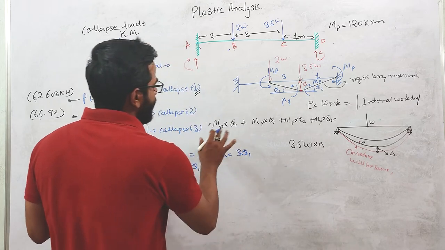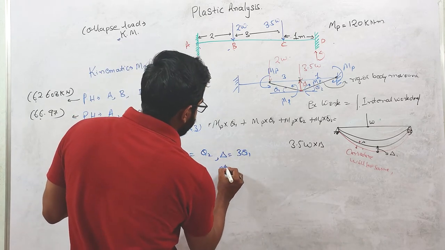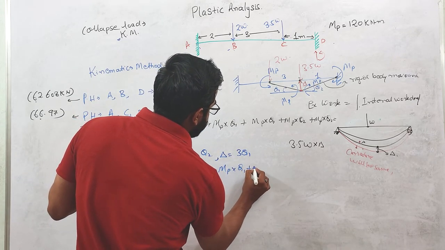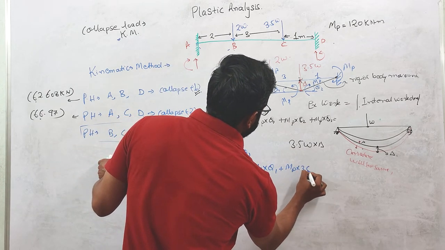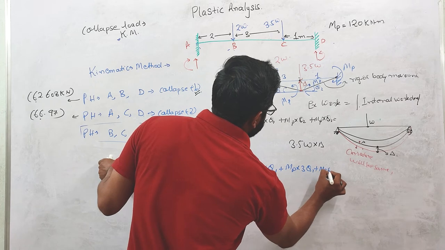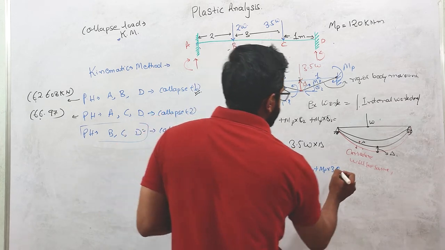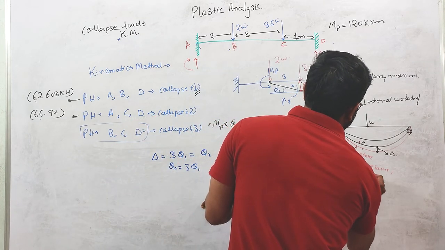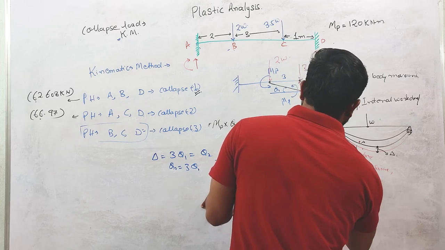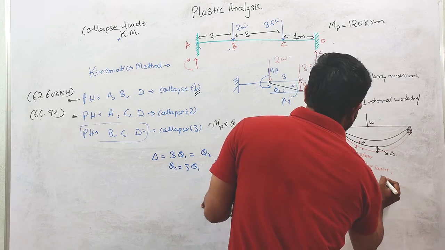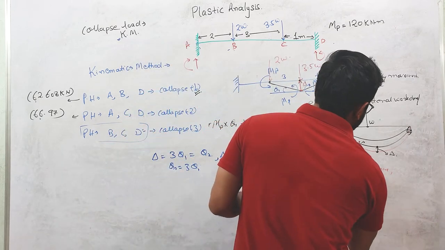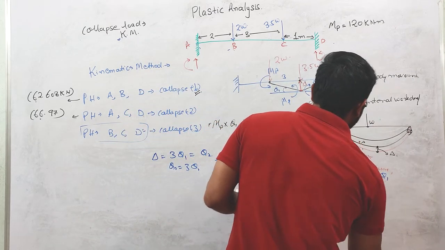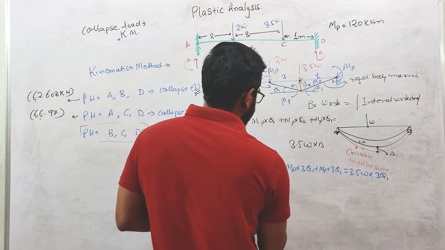Putting this value into this equation will give us MP into theta 1 plus MP into theta 1 plus MP into 3 theta 1 plus MP into 3 theta 1 is equal to 3.5 W into delta. The value of delta is not theta 2, it is 3 theta 1. So theta 1 will cancel out.